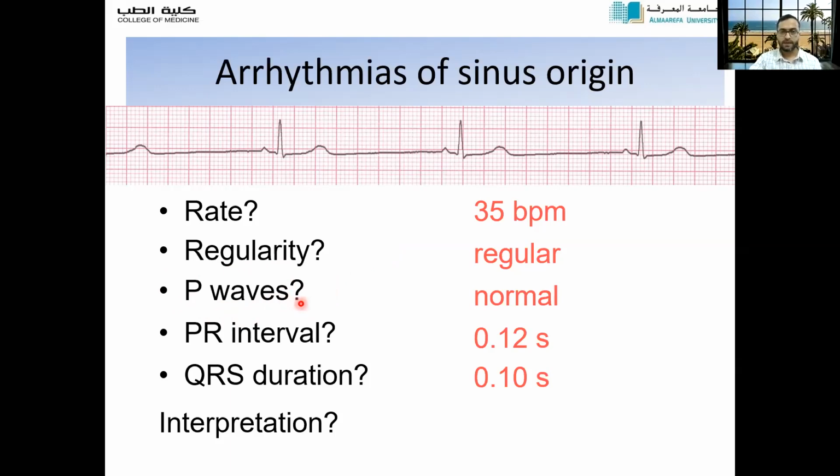Okay. So now we have confirmed we have a normal P wave here. So our arrhythmia is a sinus arrhythmia. Now what is the defect? The defect is in the rate. Is it slow or fast? It's slow. So we have to label it as a bradycardia. Now combine both sinus arrhythmia and bradycardia and you will reach the diagnosis, that is sinus bradycardia.